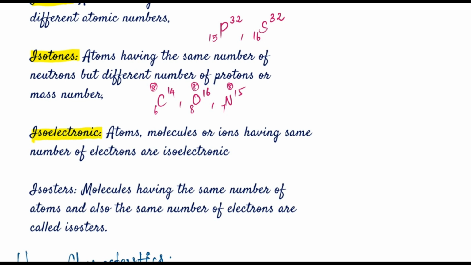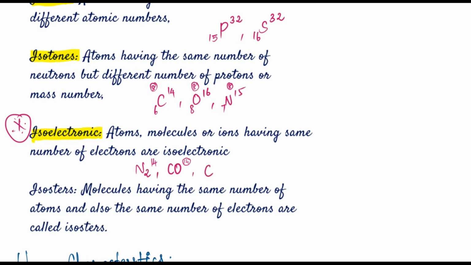As simple as that. The fourth one, which is very important, is isoelectronic. The atoms or molecules, cations, anions, whatever the ions may be, or neutral molecules, which have the same number of electrons are isoelectronic species. Say for example, N2, which has 14 electrons. CO, 6 for carbon, 8 for oxygen, so 14 electrons.